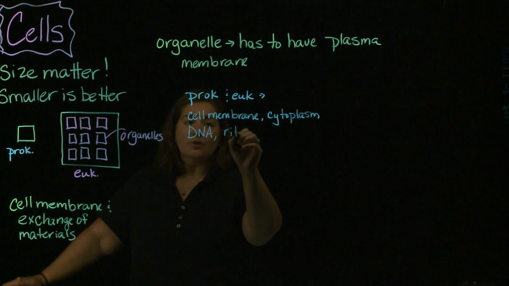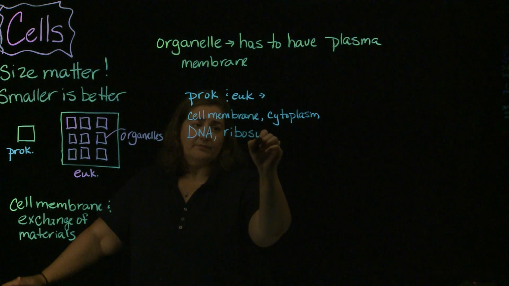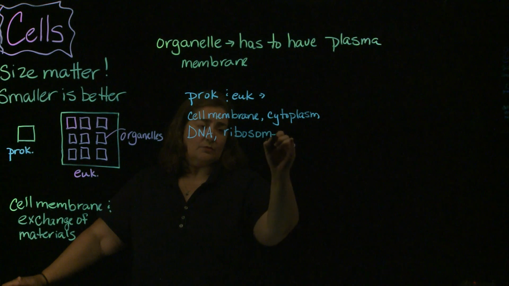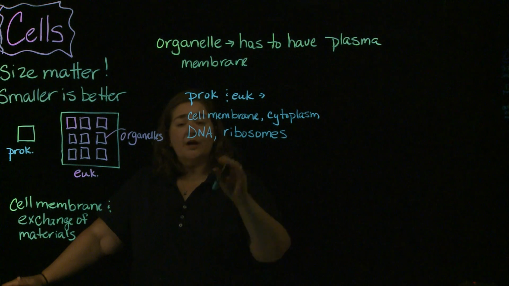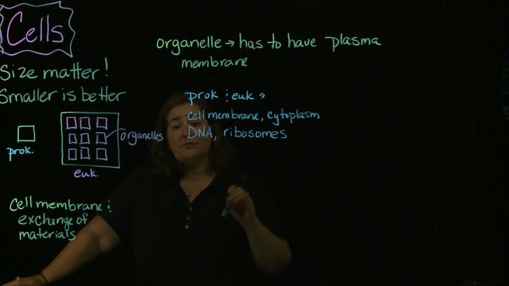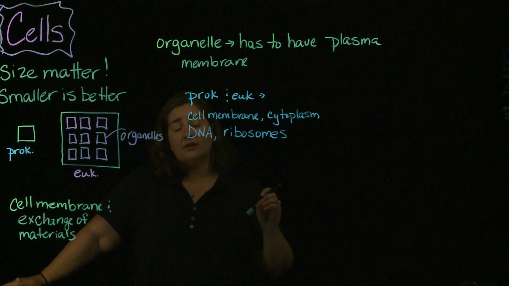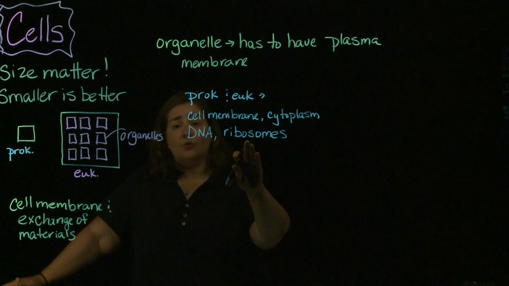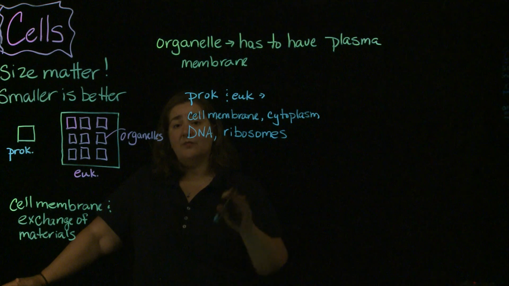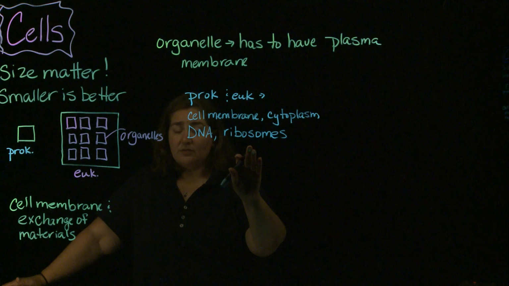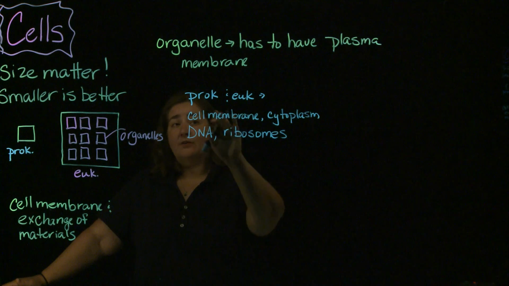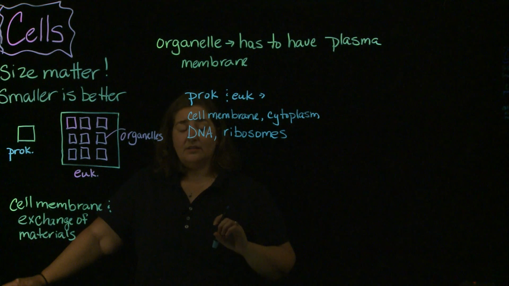And the other structure that both have is going to be ribosomes. Okay? Those ribosomes are one of the examples that we're going to talk about when we talk about organelles. Ribosomes aren't an organelle. Ribosomes are made up of RNA and protein. They don't have a plasma membrane associated with them. So they're found in both prokaryotic and eukaryotic cells.